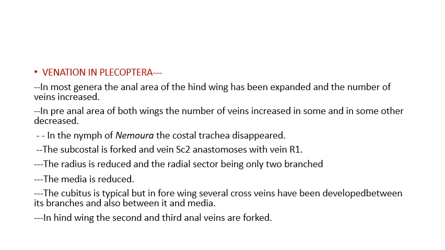Now in the Plecoptera. In Plecoptera, in most genera, the anal area of the hindwing has been extended and the number of veins increased. Here, in the nymph of Pneumora, the costal trachea disappeared, the subcostal is forked, and vein SC2 anastomoses with the vein R1.